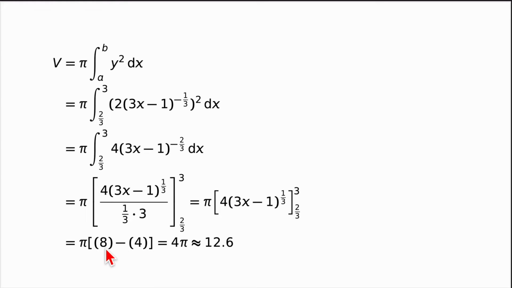So that was the expression evaluated with the upper limit. That's the expression evaluated with the lower limit, and I find the difference. Now 8 take away 4 is 4, and this whole problem had a factor of pi, so I'm going to have 4 pi as my final answer, which is approximately 12.6.